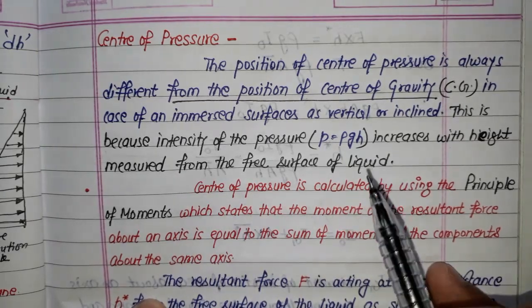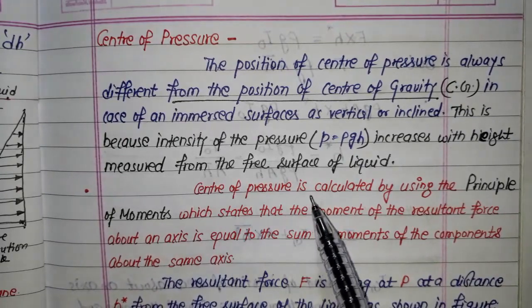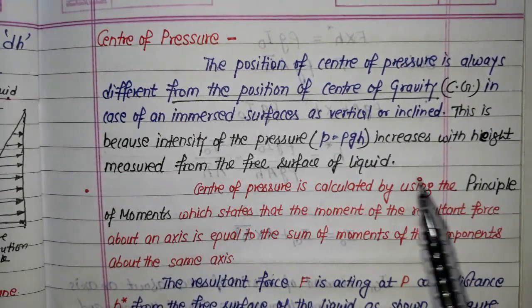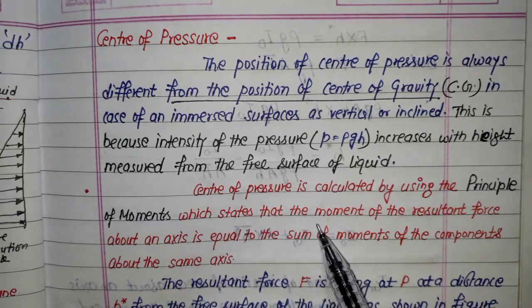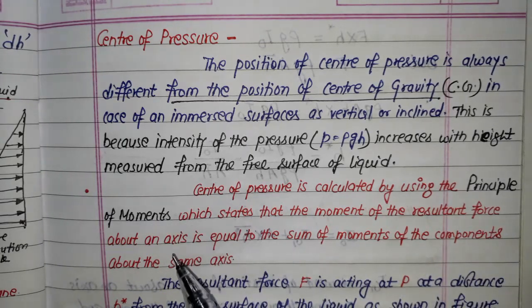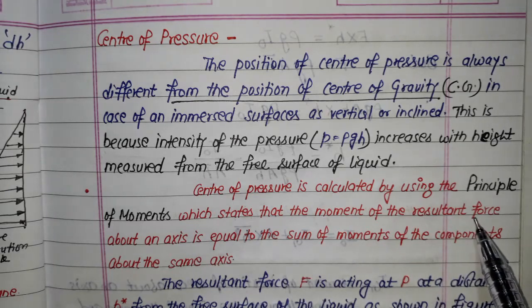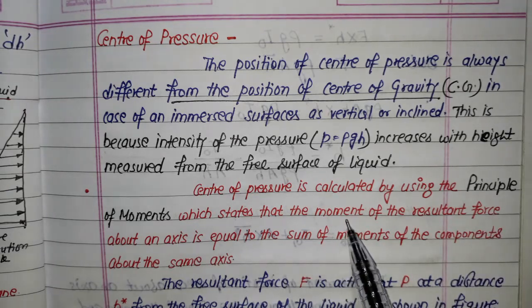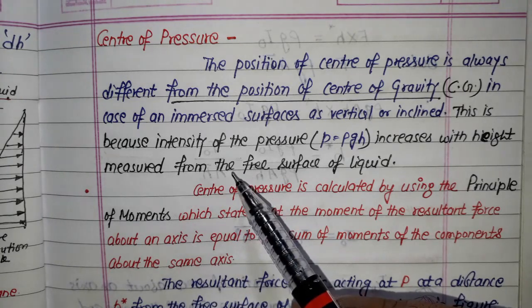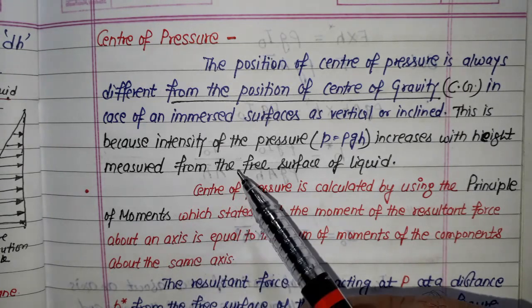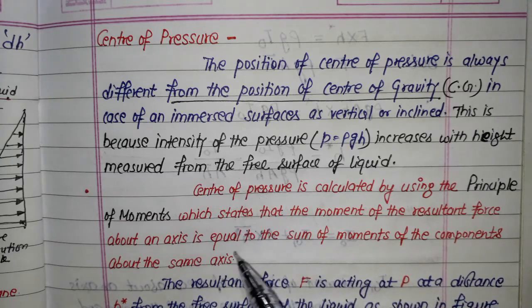Now, the center of pressure is calculated by using the principle of moments, which states that the moment of the resultant force, that is the total force F, about an axis, here the free surface of the liquid, when we are moving from F towards the free surface, F into the distance it covers, is equal to the sum of moments of the components about the same axis.